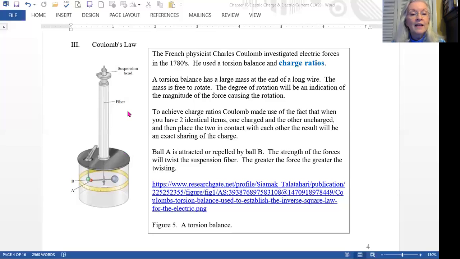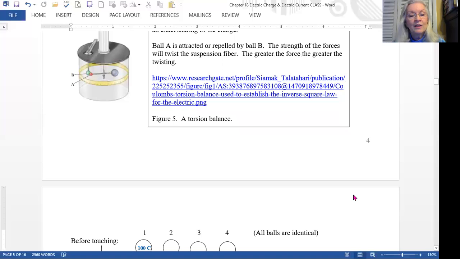By measuring the amount of attraction and repulsion by the amount of swing, he was able to come up with equations that allowed him to calculate the relative forces. So it's really a clever little device. All right, so as we move down, let's look at those charge ratios.